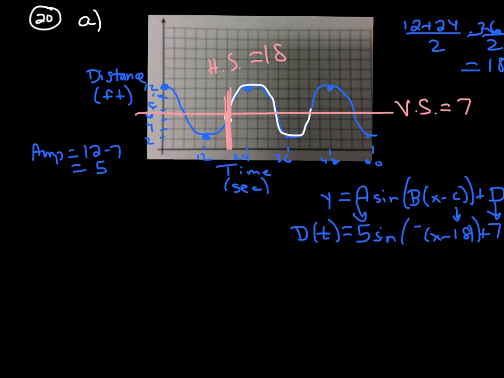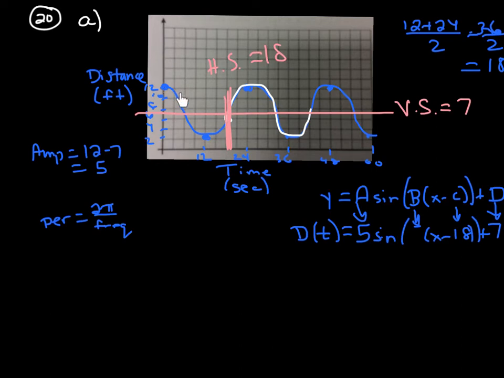And the final thing we need to find is this right here, the B, the frequency. Now, the frequency normally is the number of complete cycles between 0 and 2 pi, but since we're not labeling this in terms of pi, we're going to have to use that same formula again, where period is equal to 2 pi over the frequency. So we're going to have to look at the graph and figure out the period. The period is the horizontal length of one complete cycle.